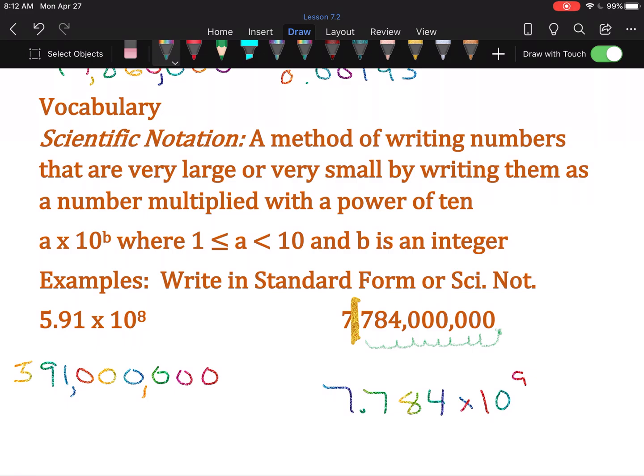You may be asking, how do I know if that's a positive 9 or a negative 9? And that's pretty simple. If the number you were given in standard form is large, billions, millions, thousands, whatever, it's going to be a positive. If it is small, meaning it's a decimal, your exponent needs to be negative. Put more simply, if you have to move the decimal point left in order to get your leading number, your 7.784 in this case, then your exponent should be positive. If you would have to move it right, your exponent must be negative.